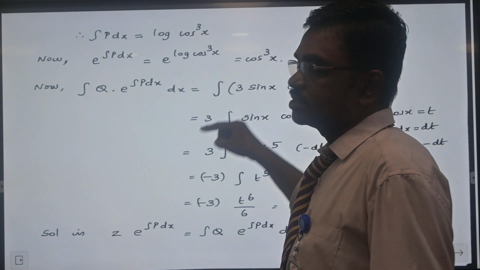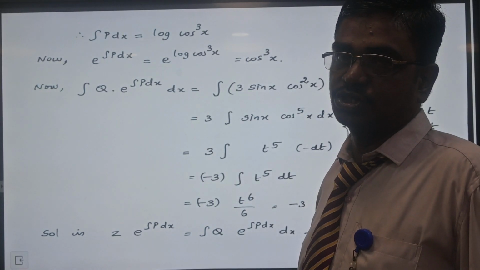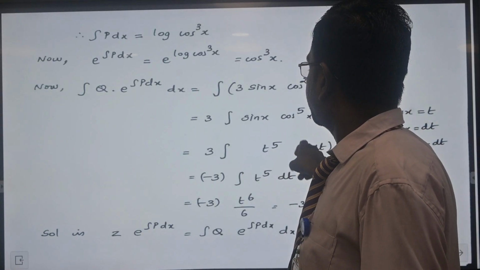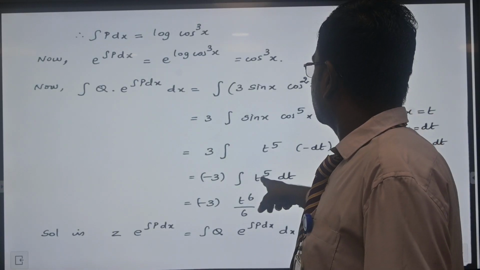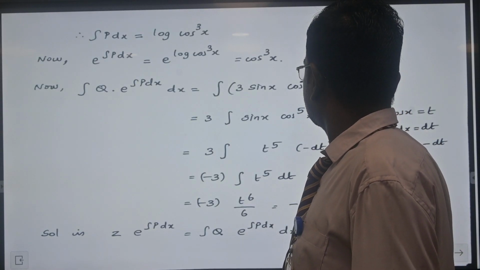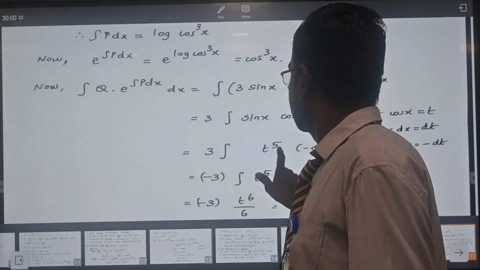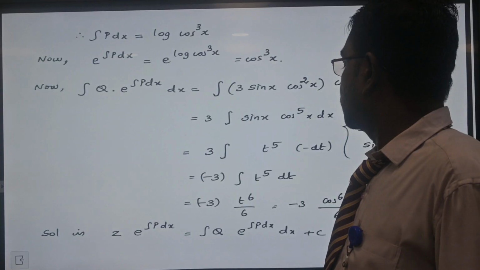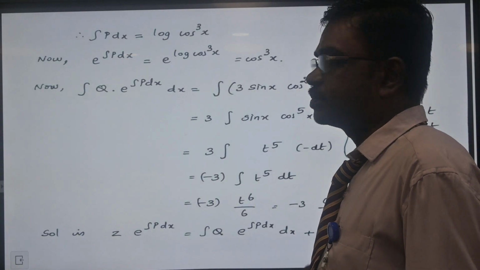We can solve this integral by the substitution method. So I will take cos x equal to t, so sin x dx is minus dt. So t power 5 integrates to t power 6 by 6, and t is substituted back as cos x, giving cos power 6 x by 6. So the solution is z into e power integral p dx equal to integral q e power integral p dx dx plus c. Thank you.